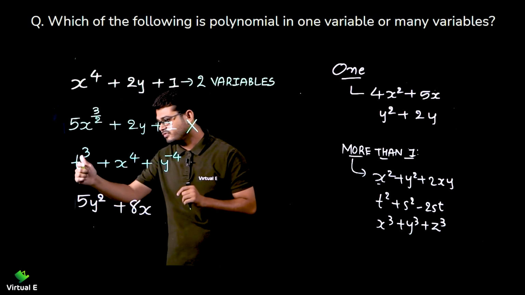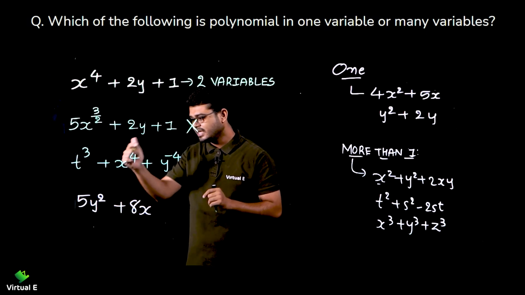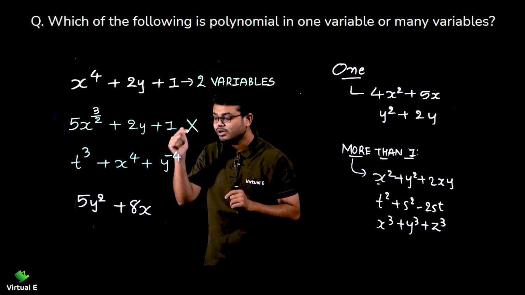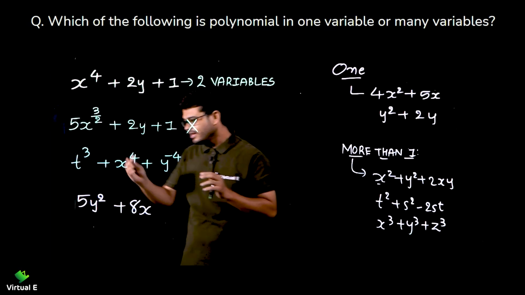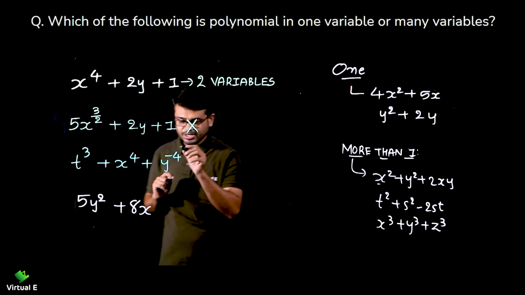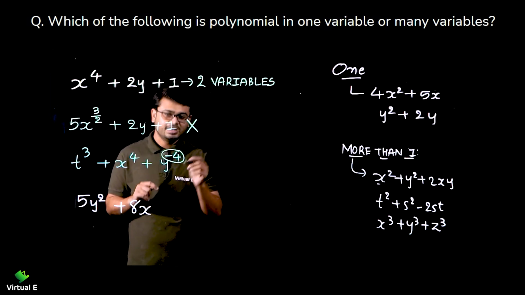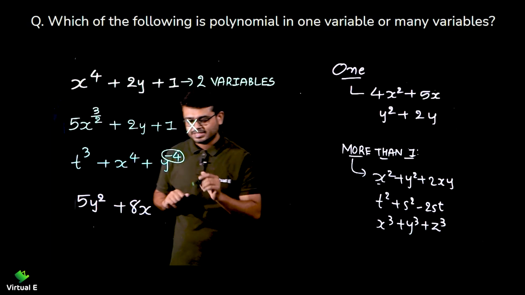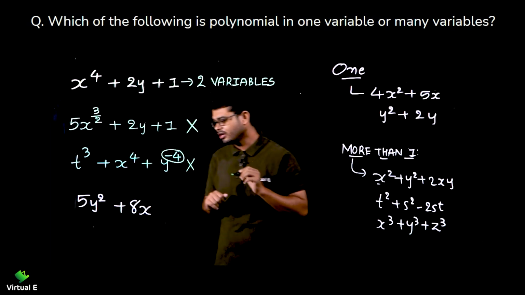Next, t raised to 3 plus x raised to 4 plus y raised to minus 4x. Okay, 3 variables are there, but is it a polynomial? No. Why? Because we have a negative power. Negative powers are not accepted, so not valid.